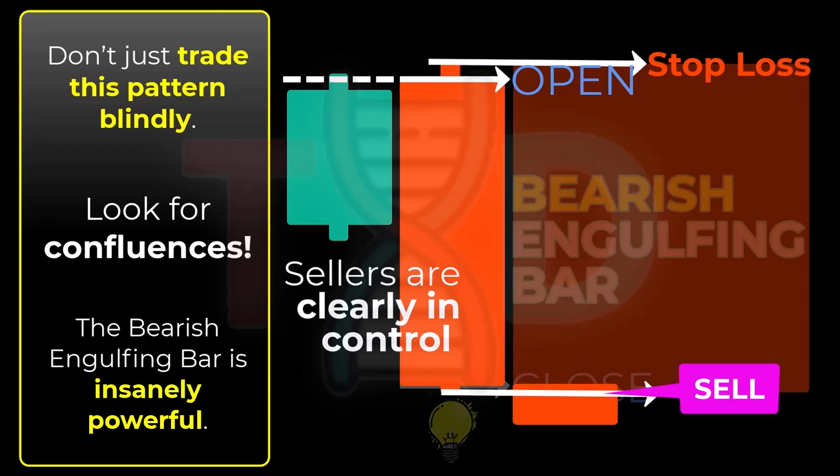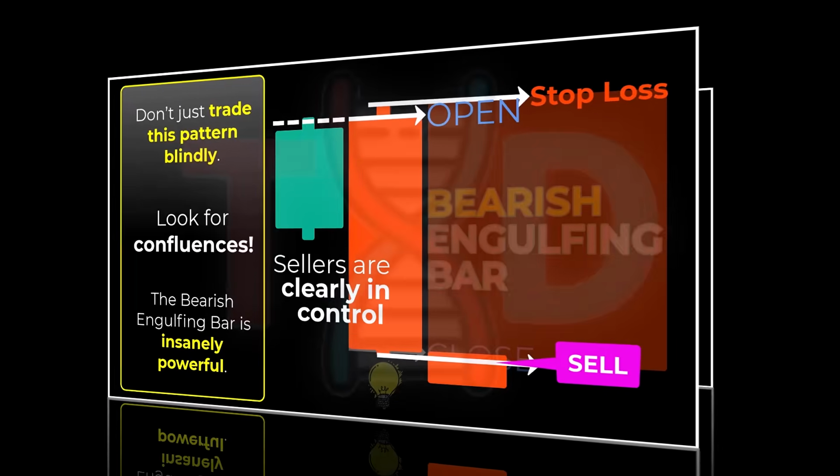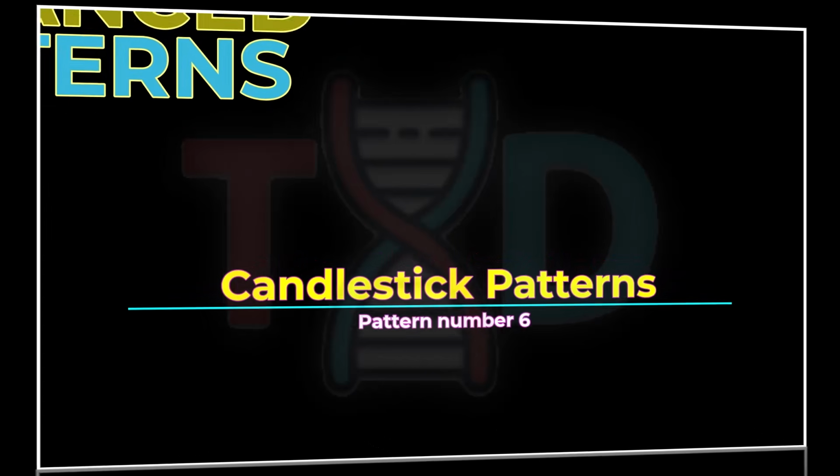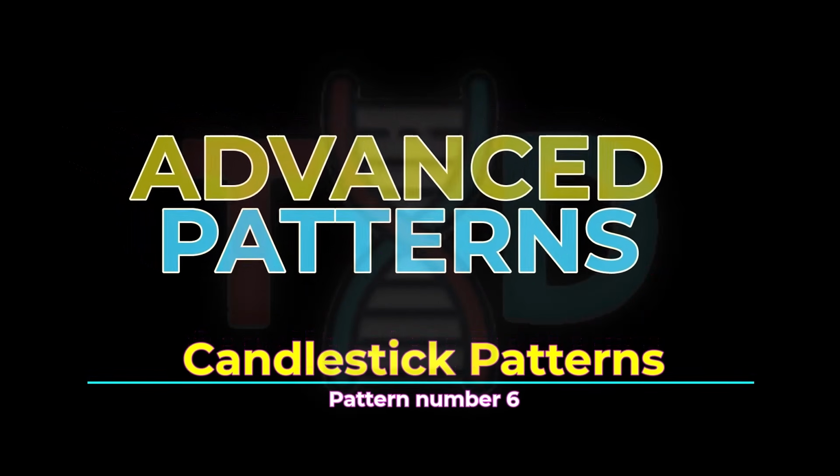It's loud, it's aggressive, and when used correctly, it can help you catch huge downward moves at just the right moment. Let's take things to the next level. Advanced candlestick patterns, let's go. This is pattern number 6.